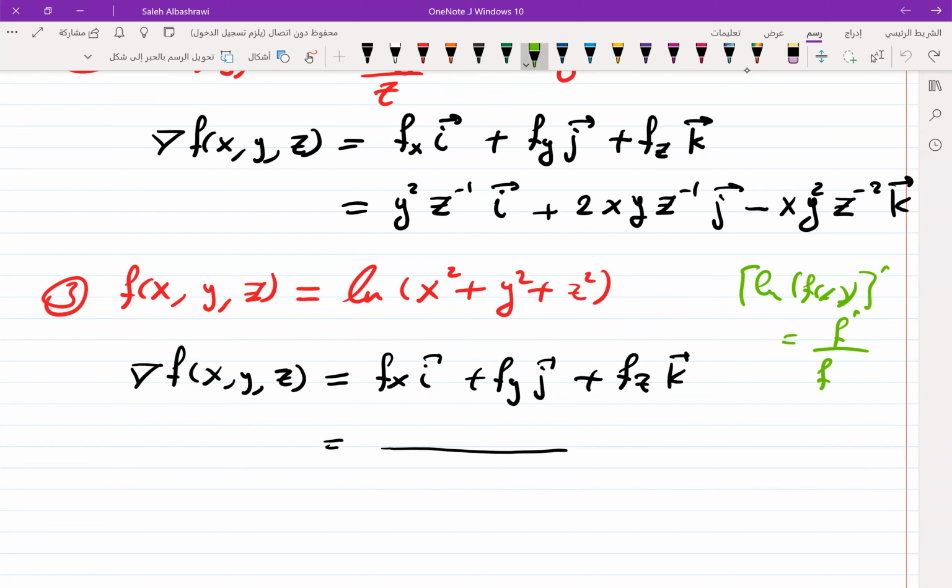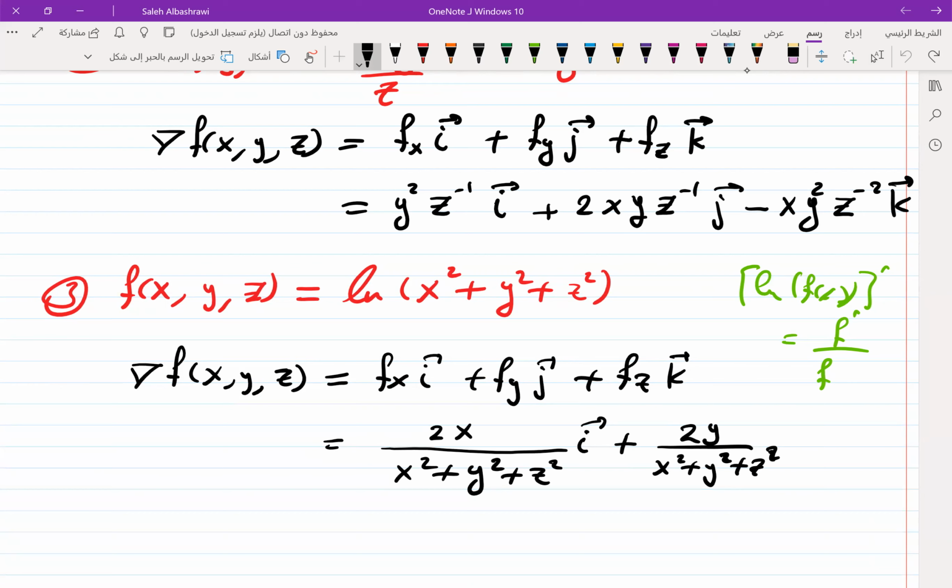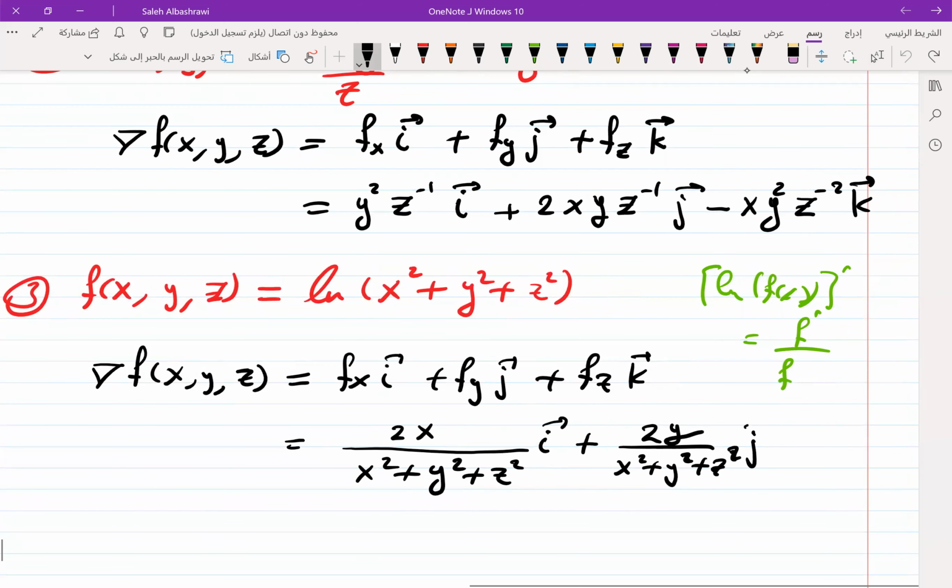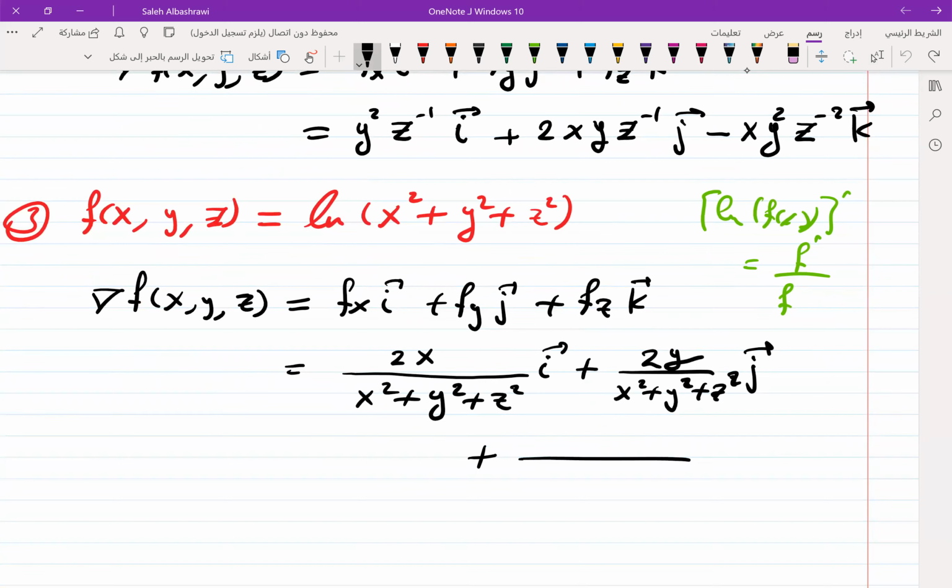So it will be the partial derivative with respect to x. The function is written in the denominator as x squared plus y squared plus z squared, and with respect to x, the numerator will be 2x i, plus for y, 2y over x squared plus y squared plus z squared, j, plus 2z over x squared plus y squared plus z squared, multiplied by k. So this will be the gradient of the given function.